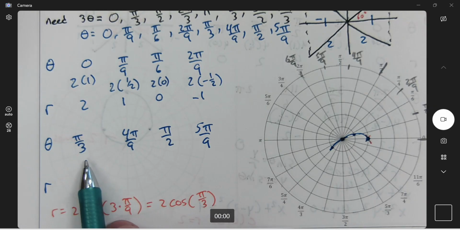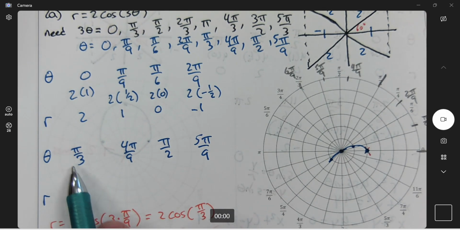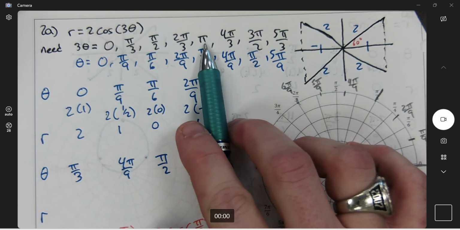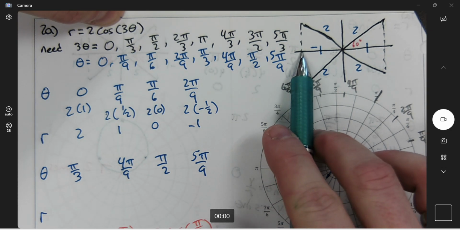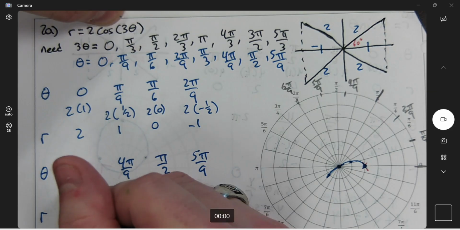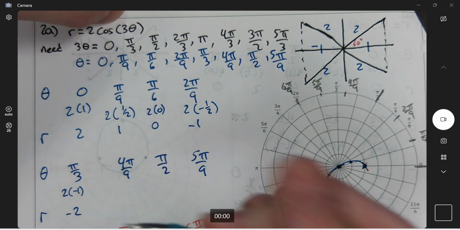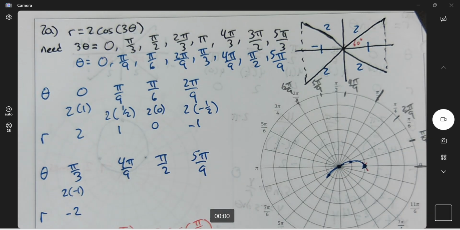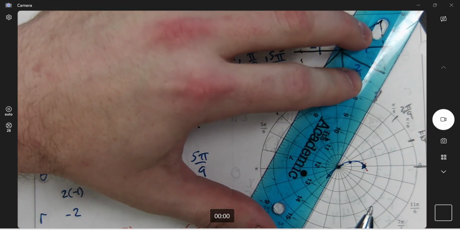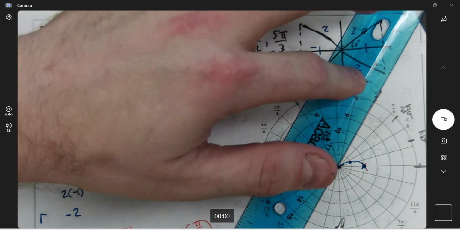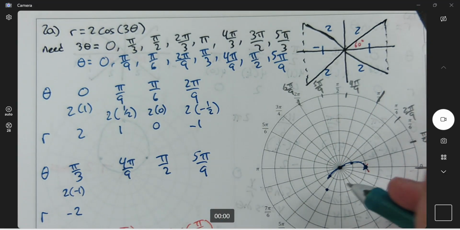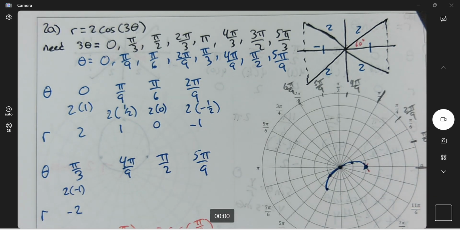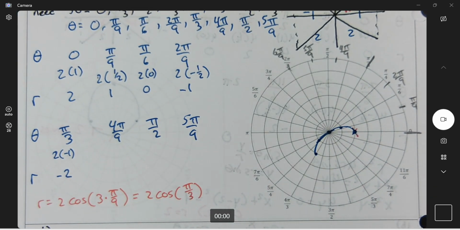Let's keep going. Pi over 3 is going to force our equation to evaluate cosine at pi. Cosine at pi is right here. That's negative 1. So I have 2 times negative 1, which is negative 2. Now the pi over 3 spoke is there. And because the radius is negative, I do have to reflect to the other side onto the second ring. Slowly connecting the dots as we go, but you notice we're still moving in a counterclockwise fashion.